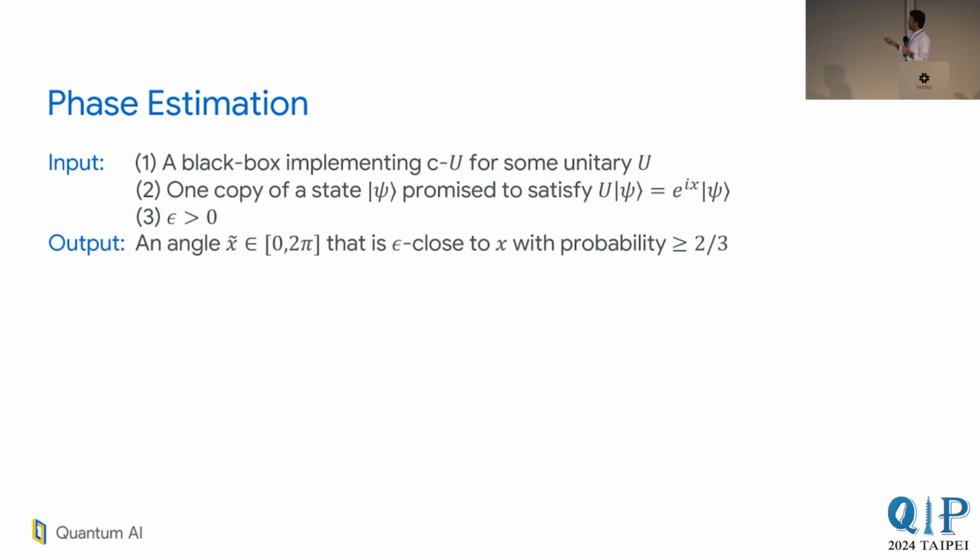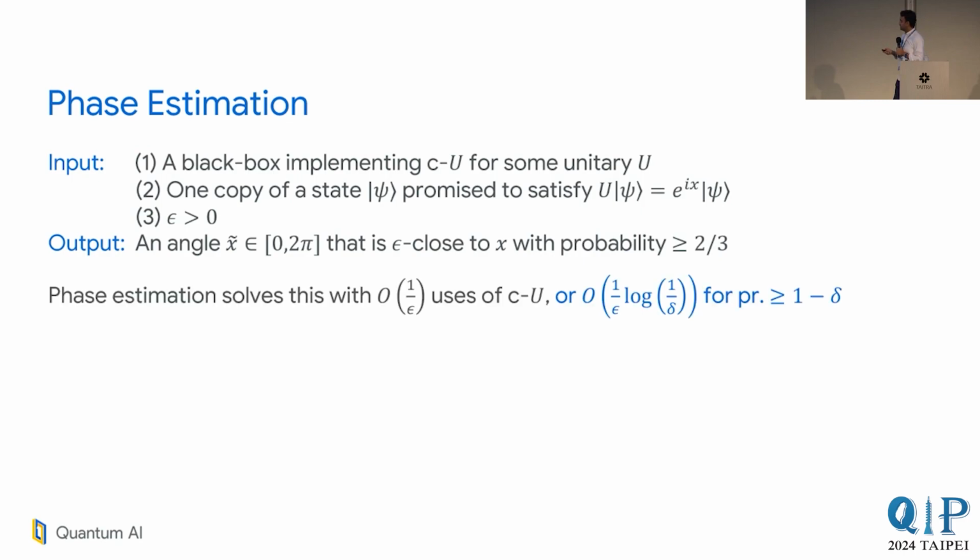And the question is, how many times does it use control U? It only gets one copy of the state, so it can't use the state more number of times. So it can only use control U a bunch of times, and it uses it 1 over epsilon times. And yeah, remember from before, you can always make this 1 over epsilon times log 1 over delta if you want to make this 2/3 into 1 over delta. That's just the stuff we've been talking about. Okay, cool. That's phase estimation.